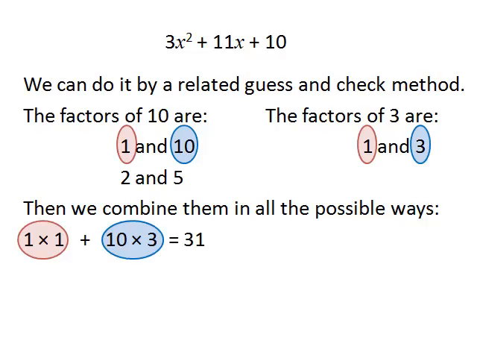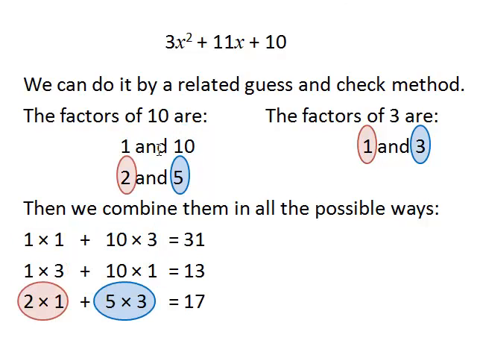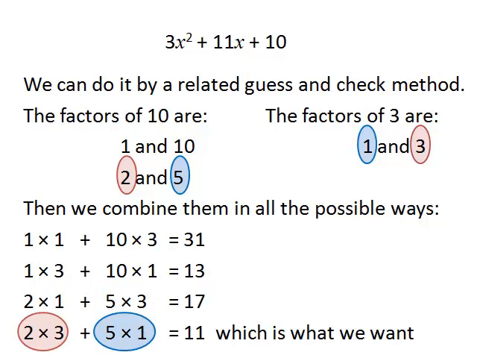So 1 and 1, 10 and 3, the sum of the products is 31. That's not what we want. Try it again. 1 and 10 didn't work, so we'll try 2 and 5. 2 and 1, 3 and 5 add up to 17. No, that doesn't work, and there we have it. That's the 11 we want. 2 times 3, 5 times 1 is 11, and that gives us our middle term.